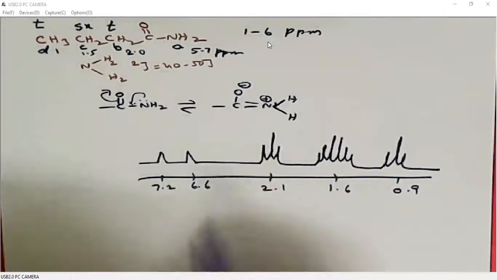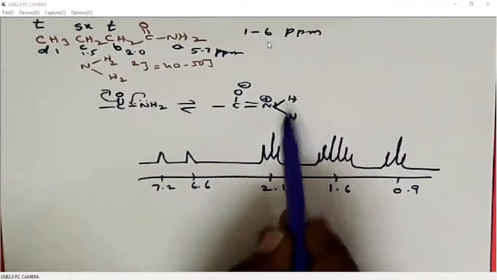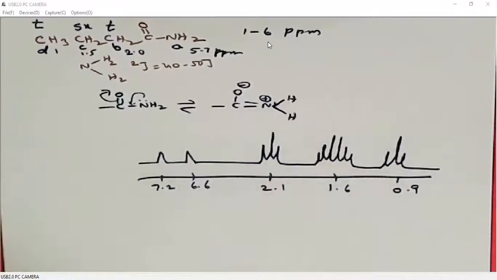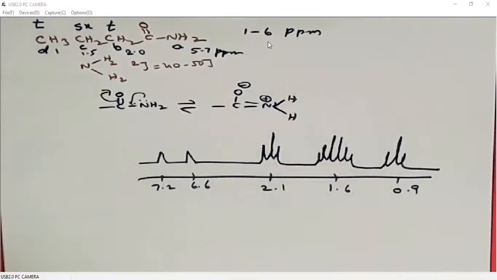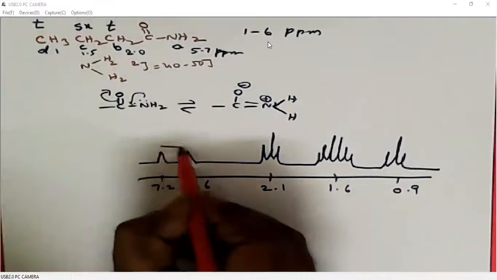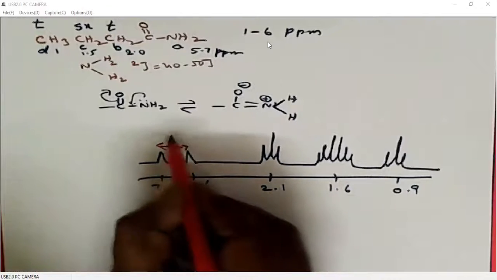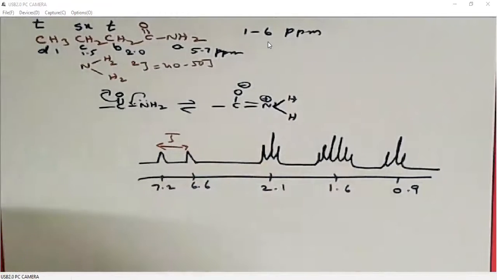As I said, these two protons are in a chemically different environment. They will give different peaks. Now if we want to calculate the J value, we will take the frequency difference between these two, so that we will get the J value. The J value for amide protons is generally very large.